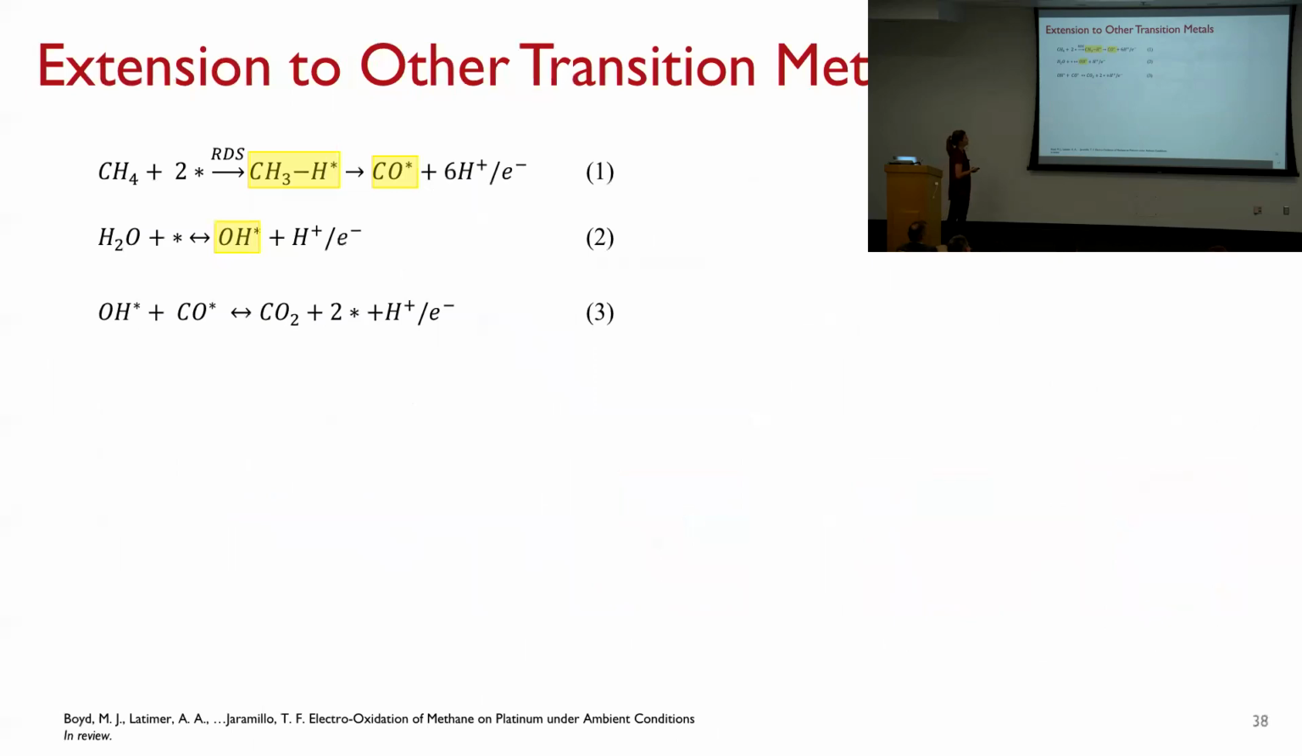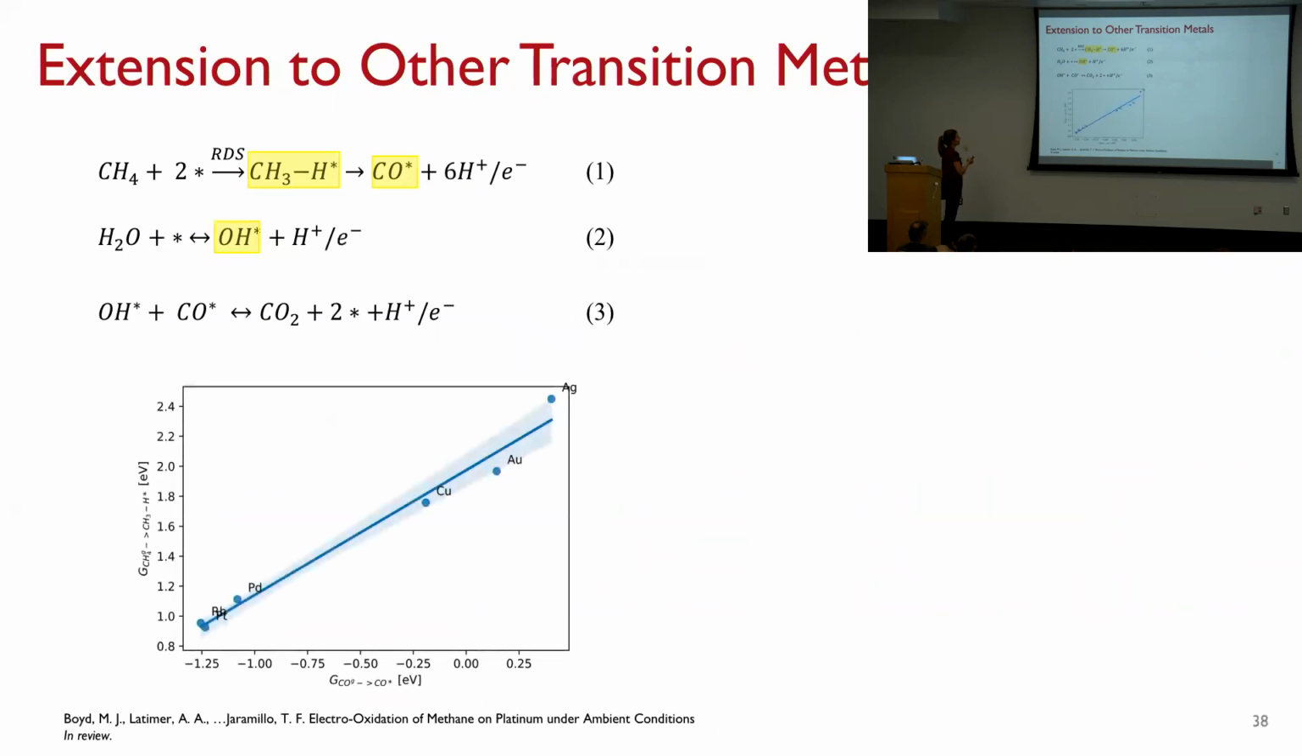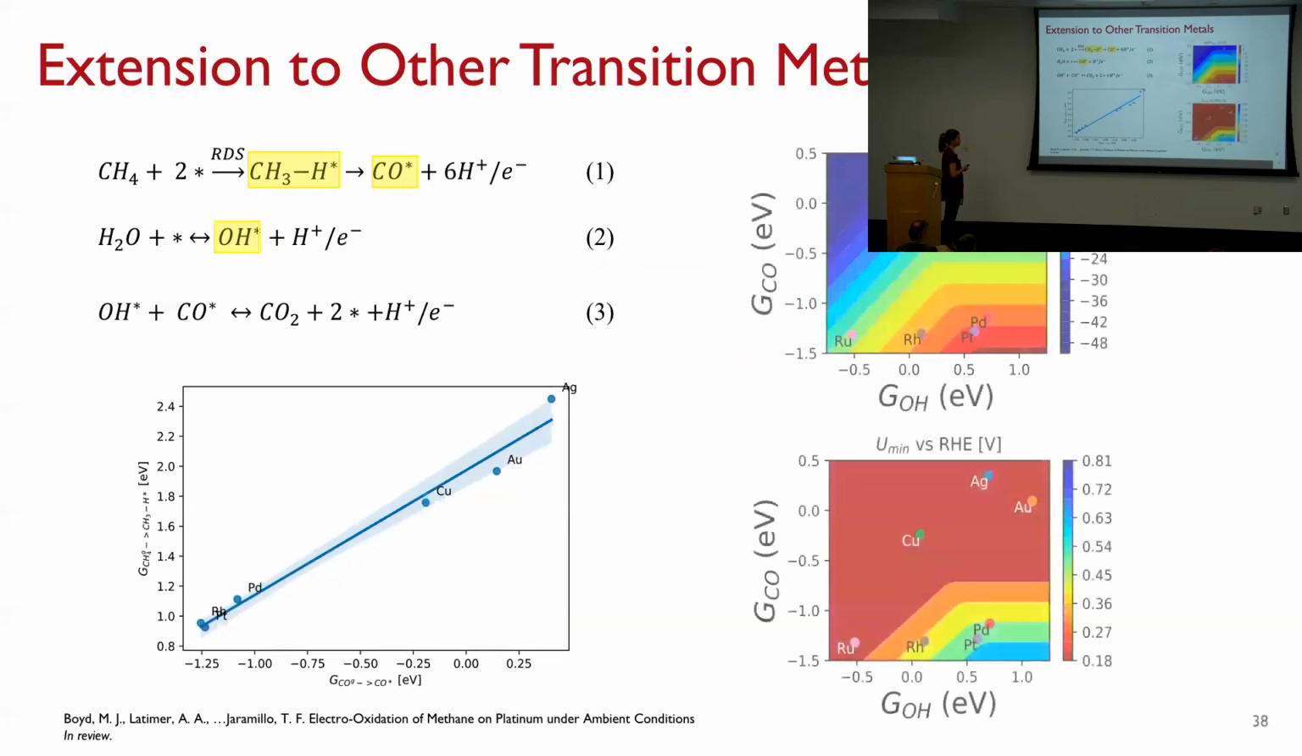And finally, we can extend this to other transition metals and try to get an idea of why exactly it is that platinum has been so successful, or has been really the most studied catalyst in the literature and the only one to really do this reaction well. So we have these three parameters I mentioned that influence the rate, but it turns out that the methane activation energy on transition metals scales with the CO binding energy. So we have a linear relationship here, and we can reduce these three parameters to 2.